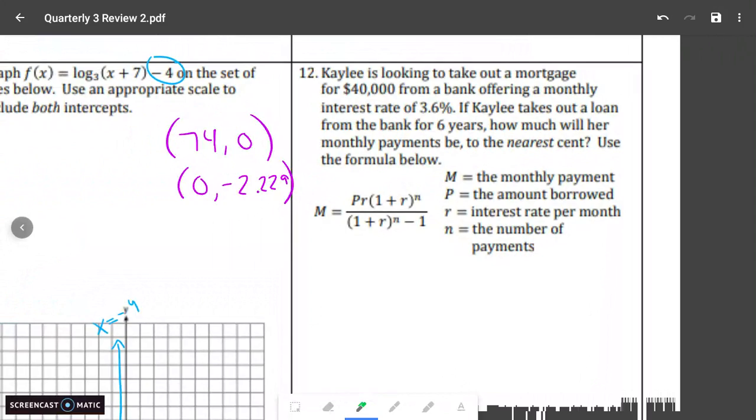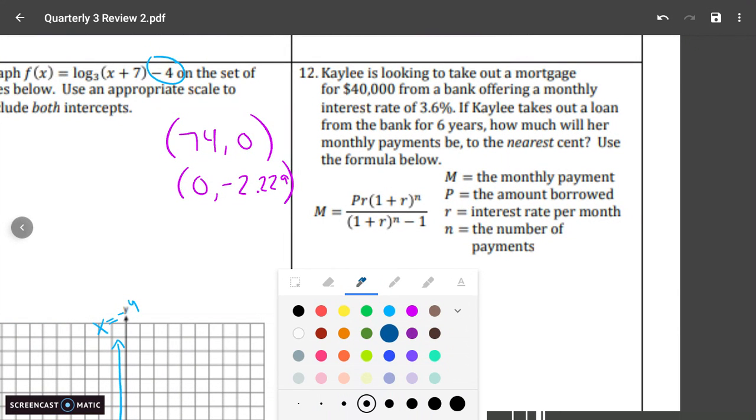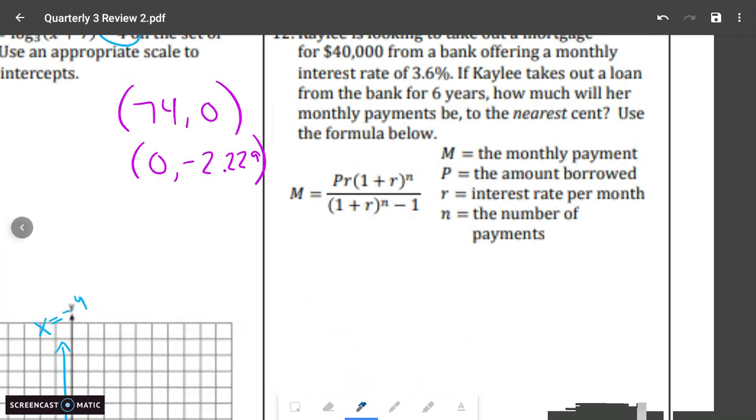Okay, last one. This one's just about reading the problem and plugging in correctly. So we have Kaylee's looking to take out a mortgage for $40,000 from a bank offering a monthly interest rate of 3.6%. If Kaylee takes out a loan from the bank for 6 years, how much will her monthly payments be to the nearest cent? So we want to know what her monthly payment will be. So we don't know M, so that's okay.